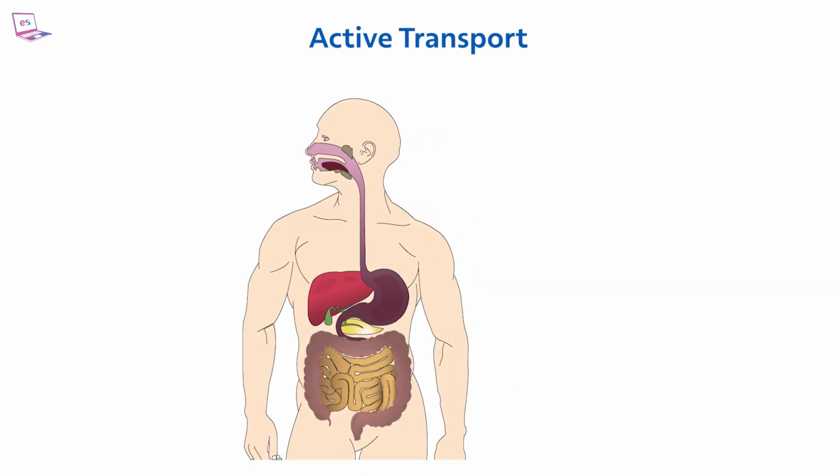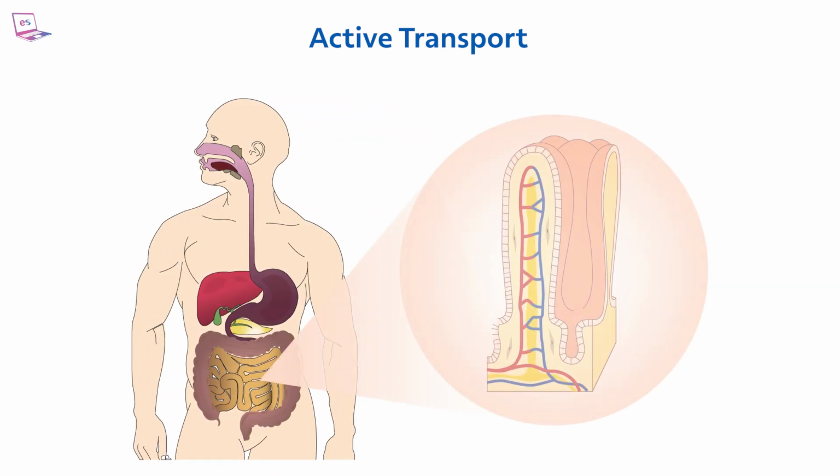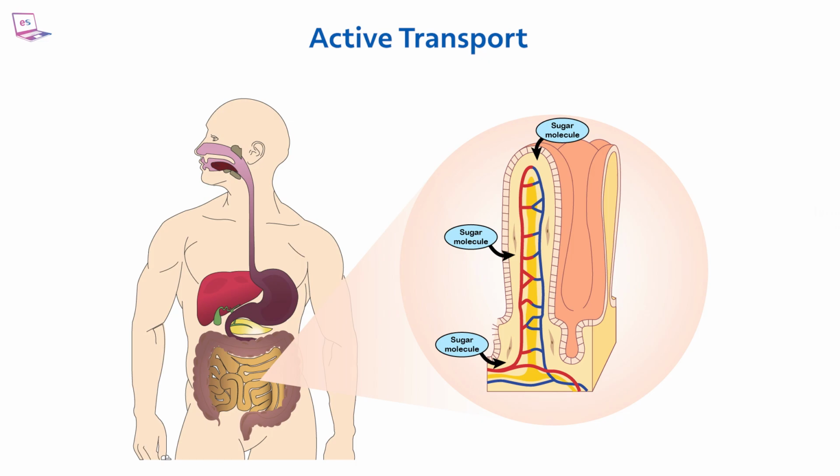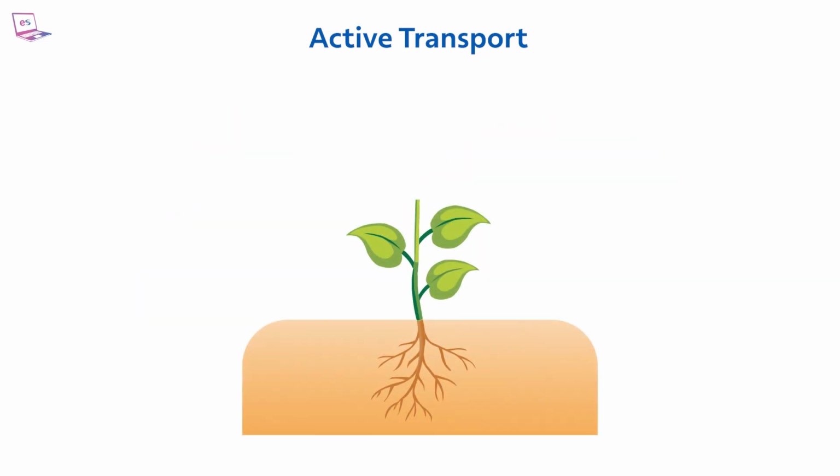Examples: in the human body, the active transport process enables the absorption of sugar molecules from the small intestine when the sugar concentration is greater in the bloodstream than in the small intestine. Plants use active transport to take in mineral ions from the soil through their root hair cells.